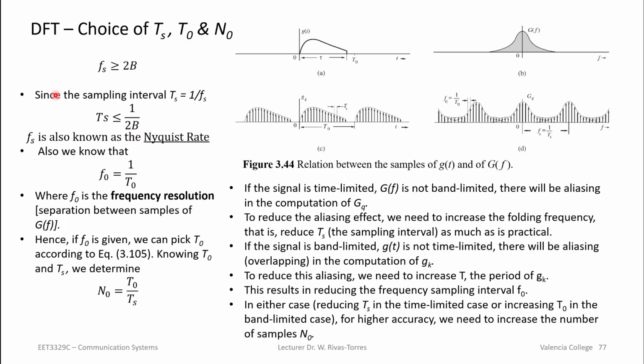By the way, Fs set this way is what we call the Nyquist rate. What Nyquist says is that if you sample at least at Fs of 2 times your essential bandwidth, you can always recuperate your signal back.